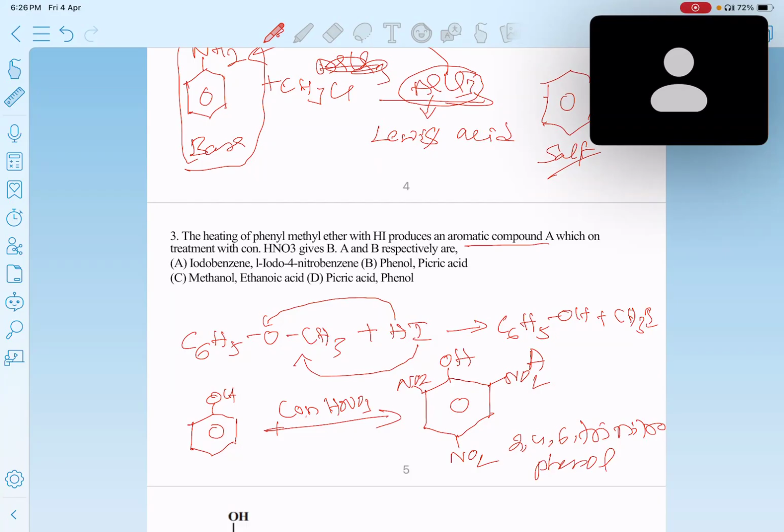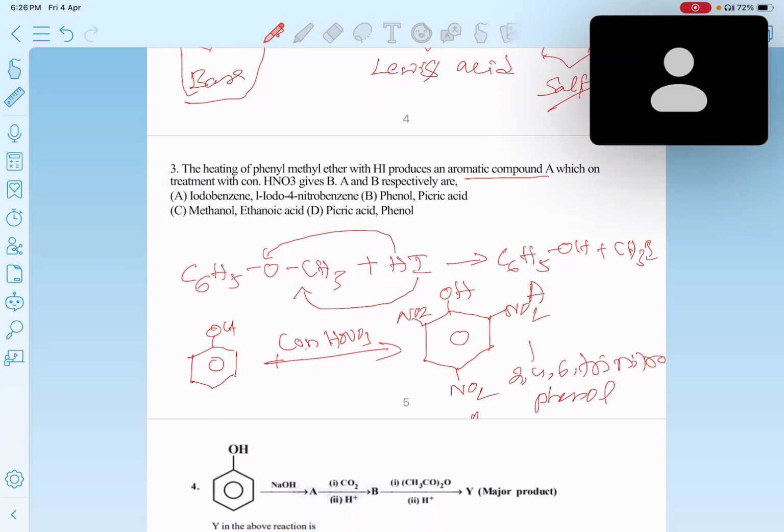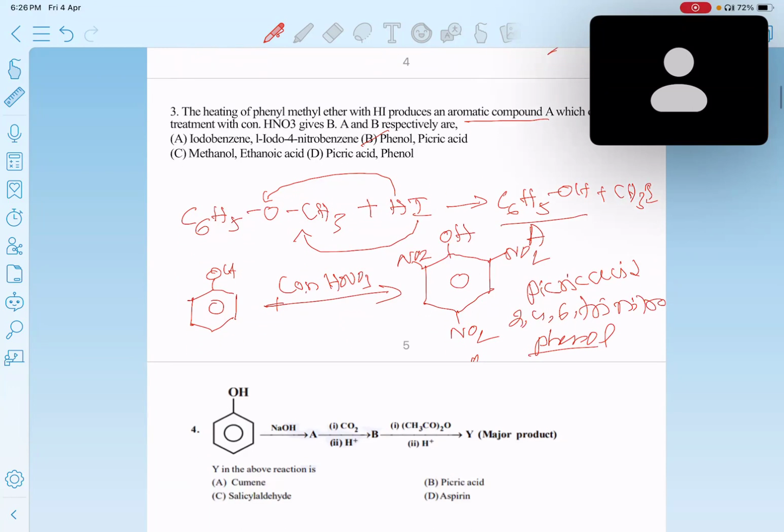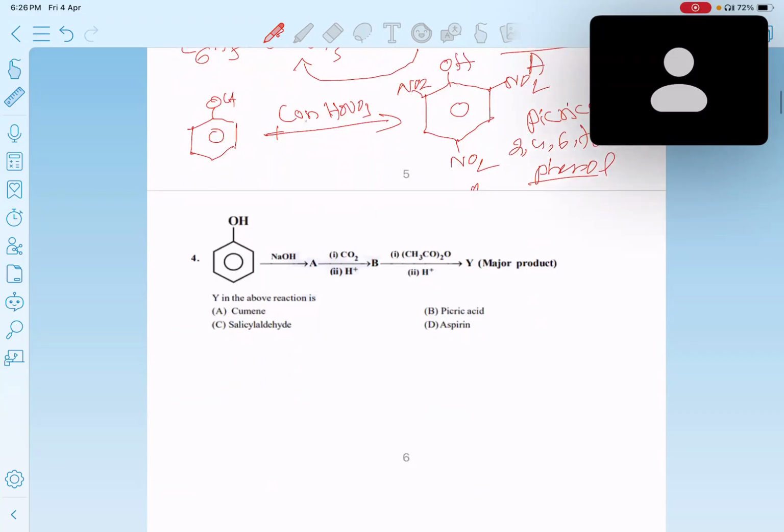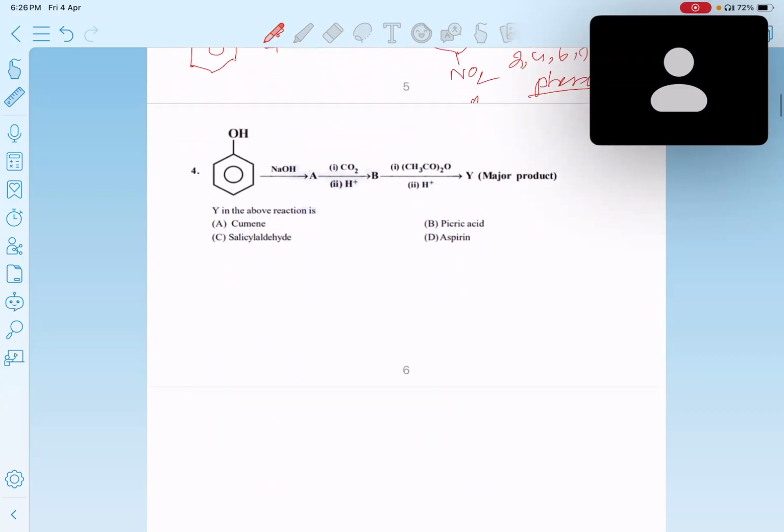Another name of 2,4,6-trinitrophenol is picric acid. Therefore, compound A is phenol and compound B is picric acid. The correct option is B, phenol and picric acid. Okay. So next, let us move on to question number 4.